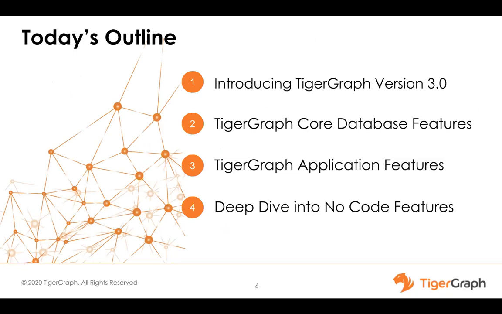So I want to transition now into today's agenda. From an agenda perspective, we want to start with introducing the 3.0 version. As Sema mentioned, TigerGraph 3.0 is our major release for the year 2020. A lot of cool features have been packed into it. So I want to introduce that release. And then next, go into a little bit more of a deep dive into the core database features at the platform level as well as the database engine level.